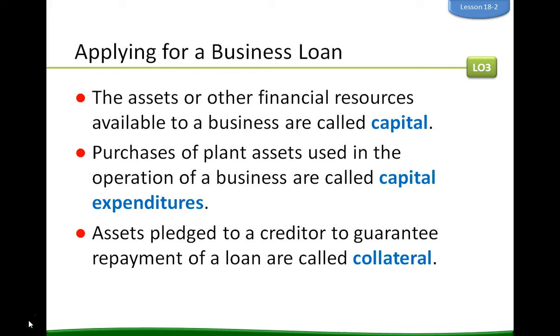So applying for a business loan, as a business expands, it must purchase more equipment and other plant assets. The assets or other financial resources available to a business are called capital. We talked about that in a previous chapter. Purchases of plant assets used in the operation of a business are called capital expenditures.